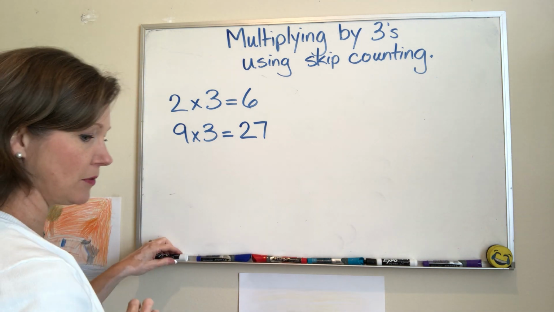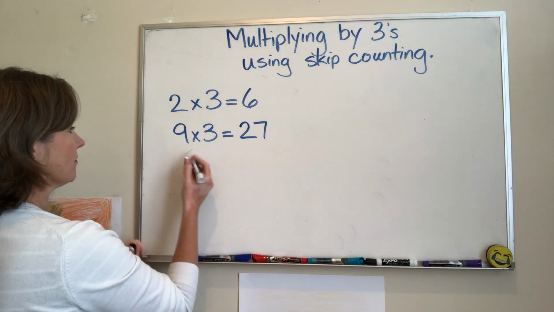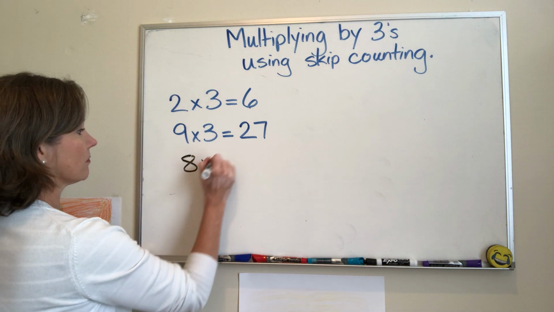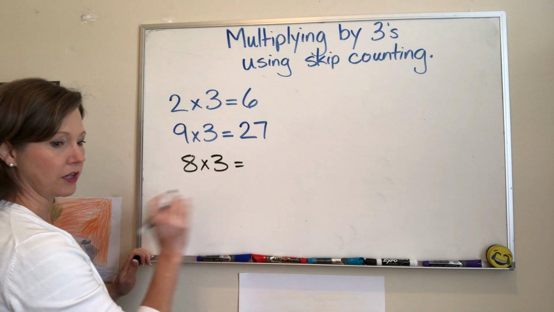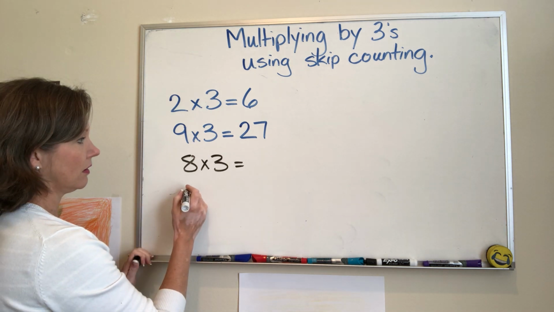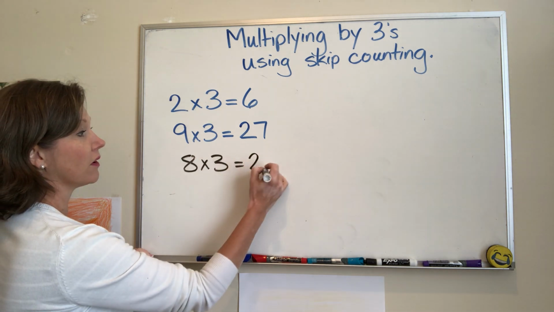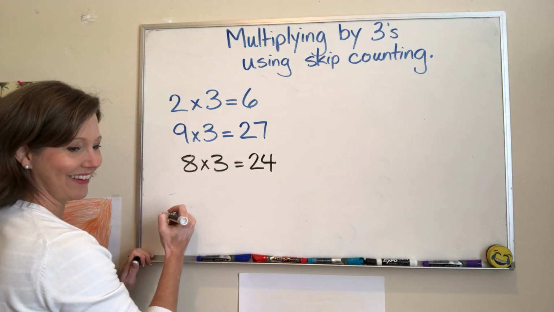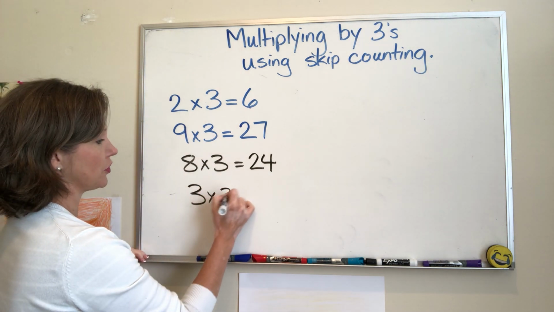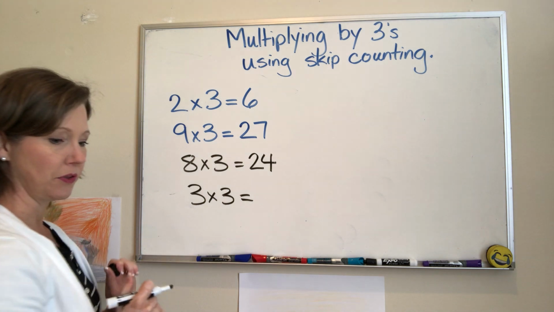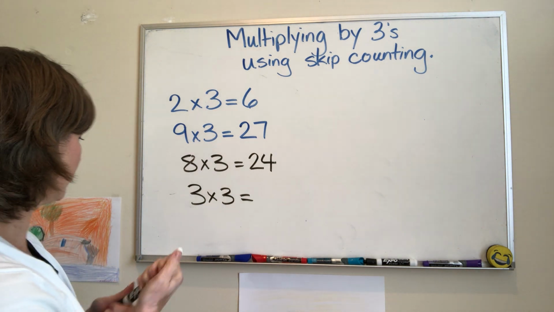All right, do 8 times 3, number 7. Do it yourself. Put your answer down. 24. Number 8, I want you to do by yourself. 3 times 3. I'm not going to tell you the answer, but you're going to have to write it down. Find it with your skip counting.